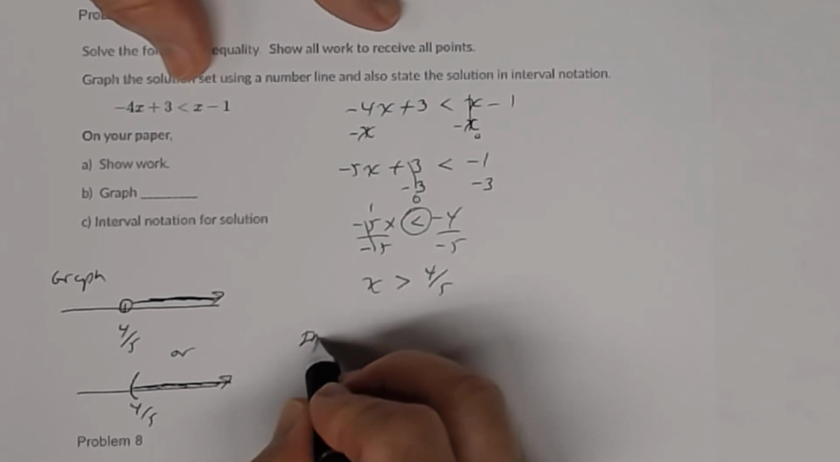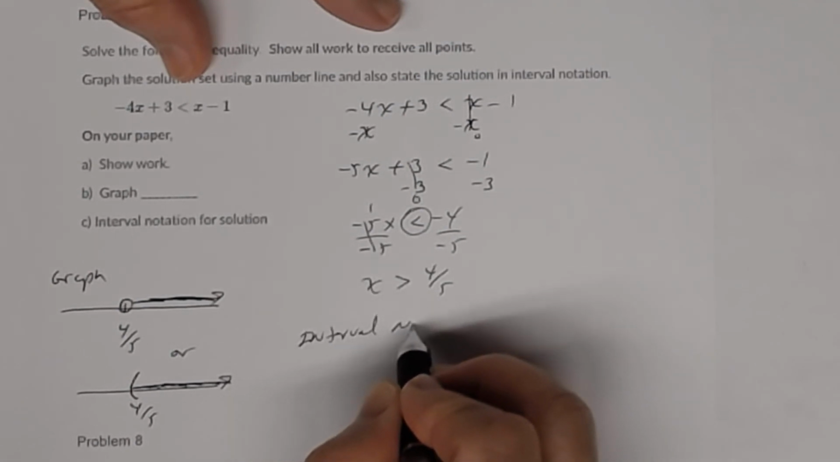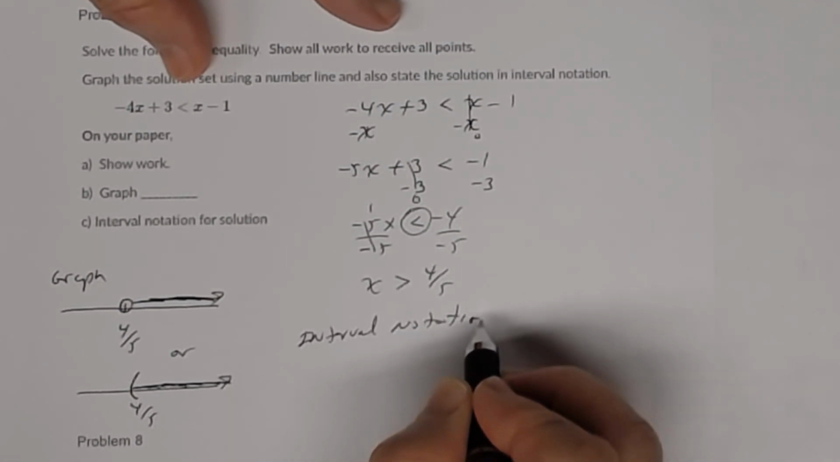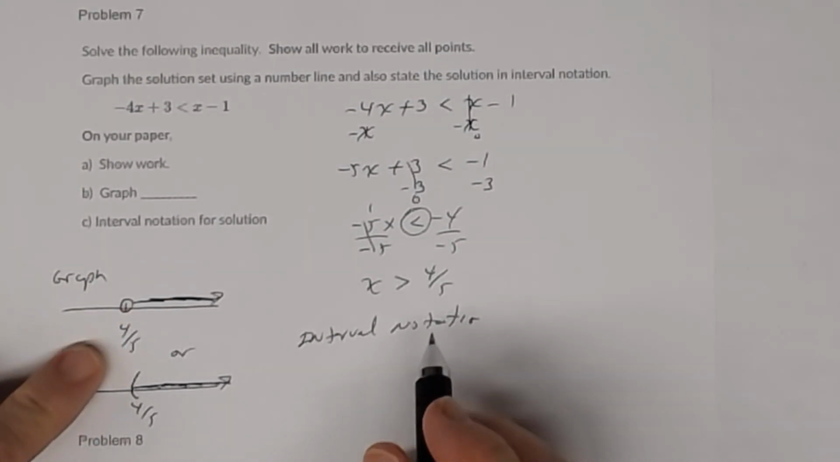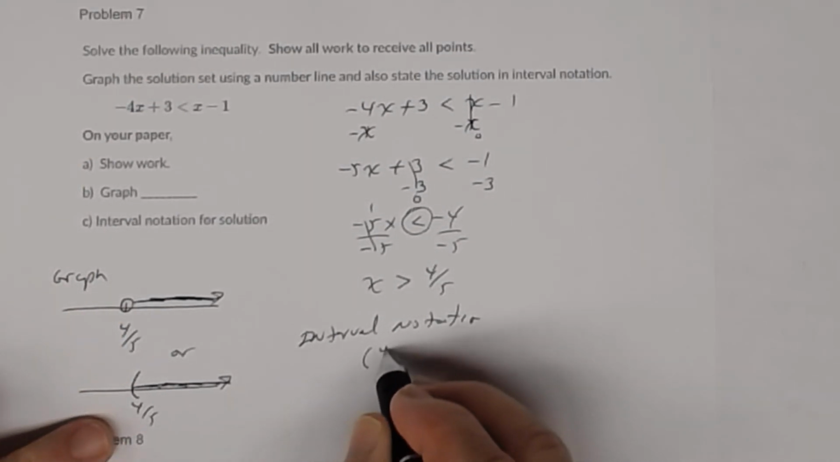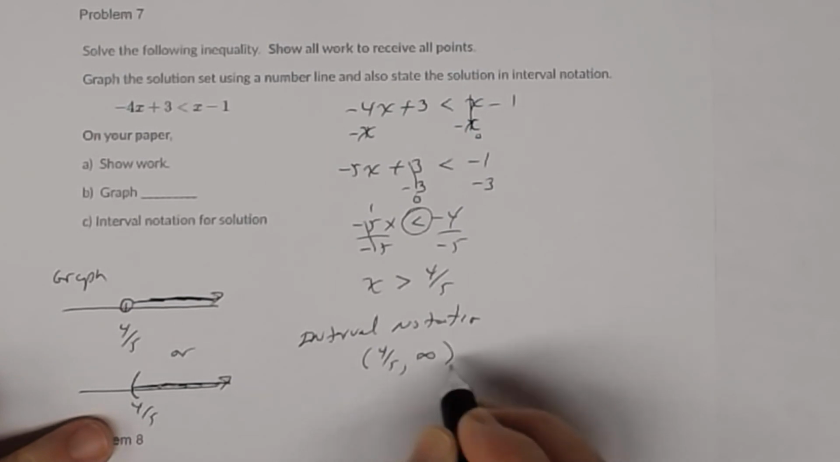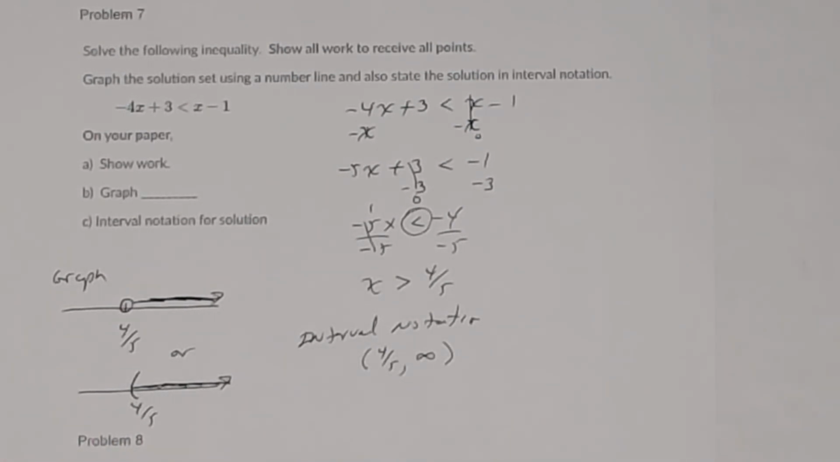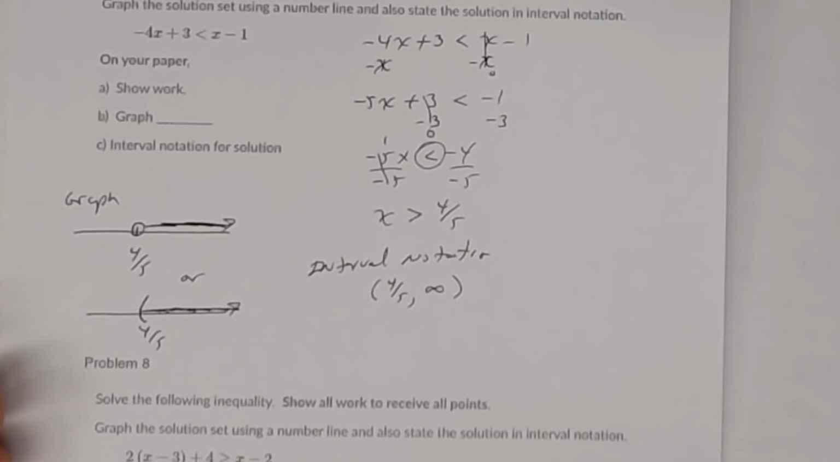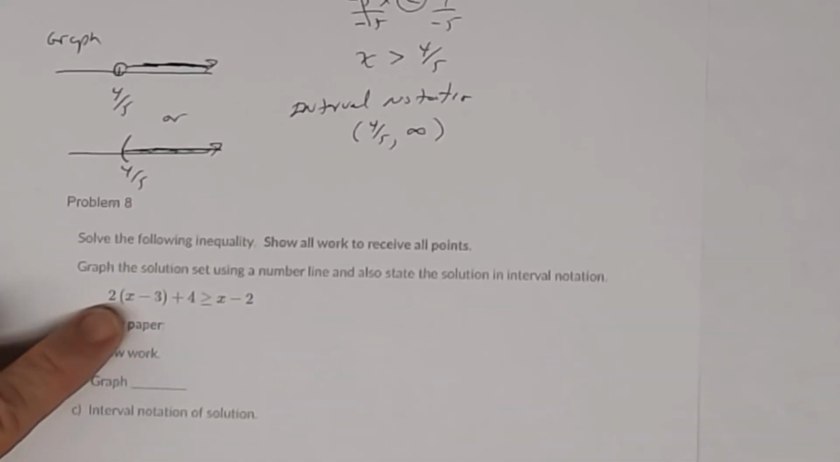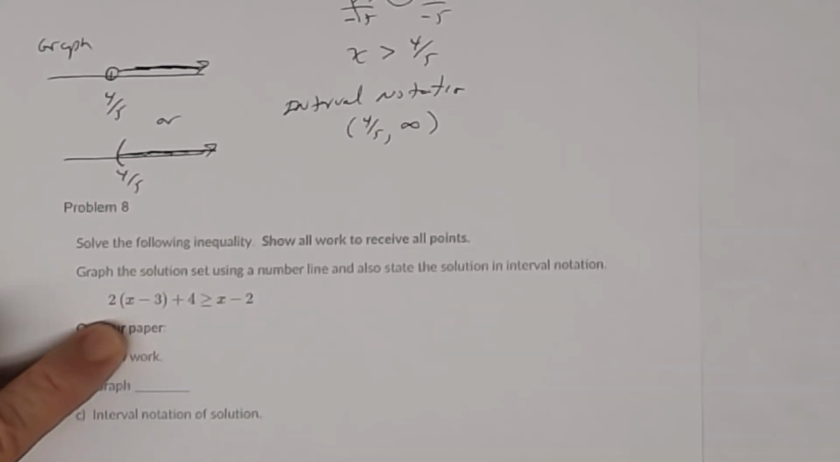Now the interval notation, you just read it from your graph, you're going to say parentheses 4/5 all the way to infinity. All right, so any real number greater than 4/5 is going to be the solution to this linear inequality. Number 8 is also a linear inequality, except this time you have to use a distributive property.